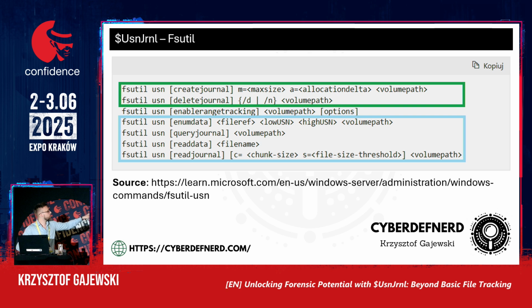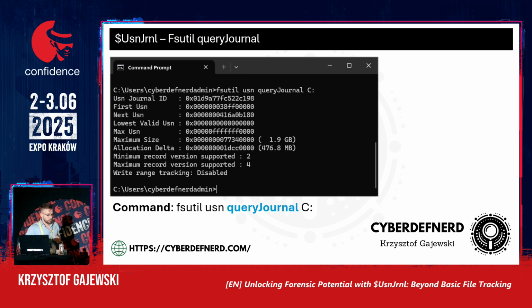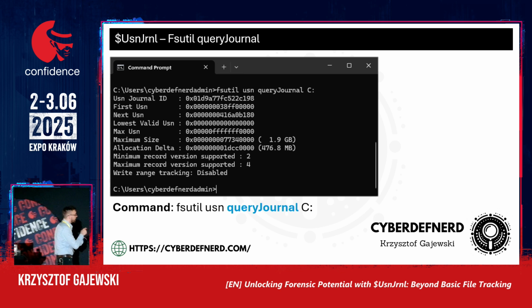So here I just tried to highlight the first 2 commands for creation and deletion, and then of course you have enum data, query journal, read data, read journal. And then the first one, which is very interesting, is fsutil usn queryjournal, and then you have to specify the partition that you want to review. Simply saying that will give you the information about the maximum size. You need that size if you want to assess how many logs you can find inside, right? Because the size is like the most important factor here. When the size is bigger, then of course you can get more information.